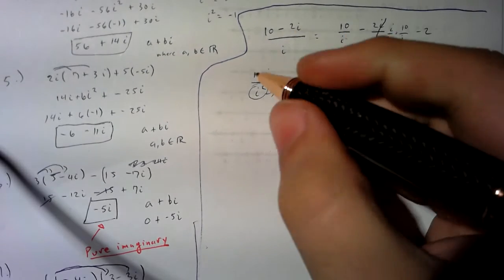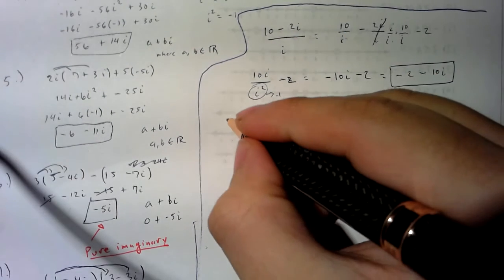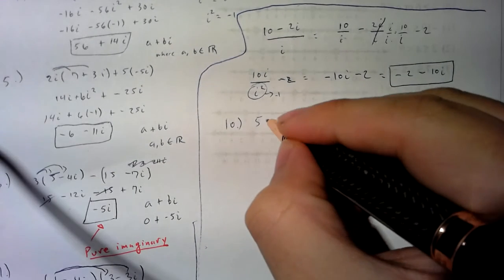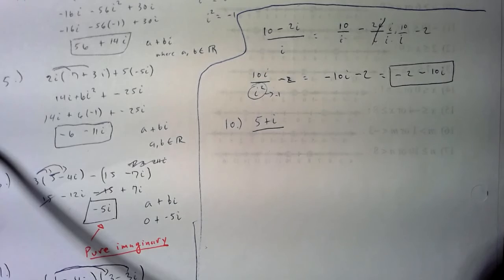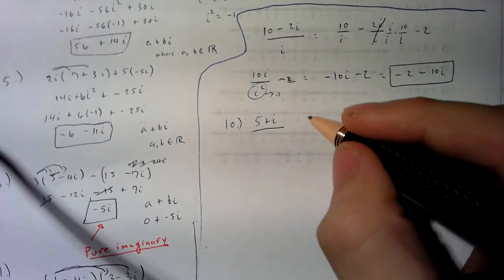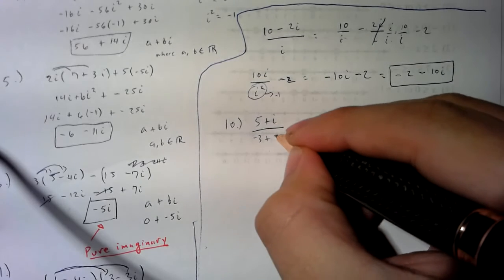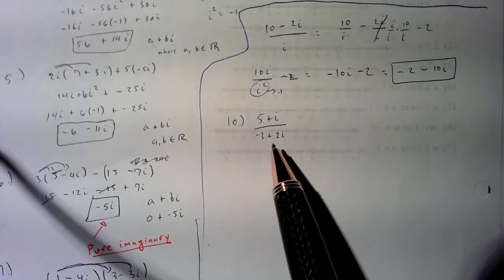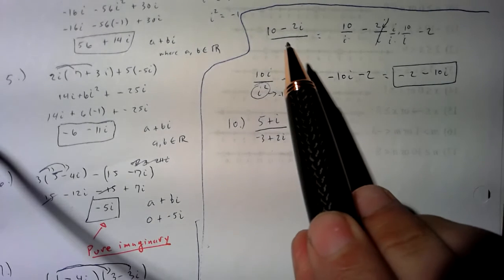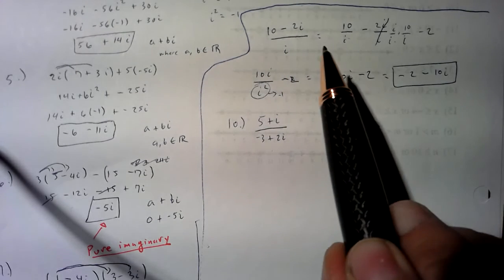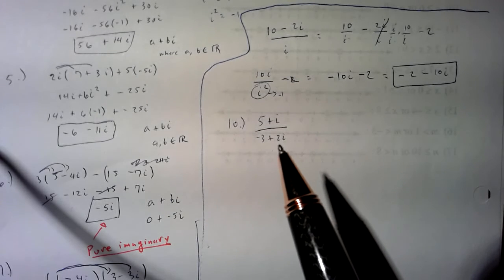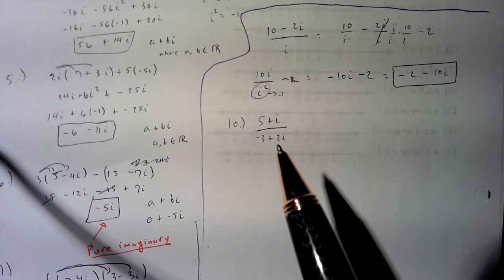So 10. And 10 has a very important concept that you have to master. Okay, so for question 10, we have 5i over negative 3 plus 2i. The problem with 10 is we can't simply break the fraction the way we did in the previous question. See how we broke the fraction in the previous question? Here, it won't simplify our lives. It'll actually make it worse.